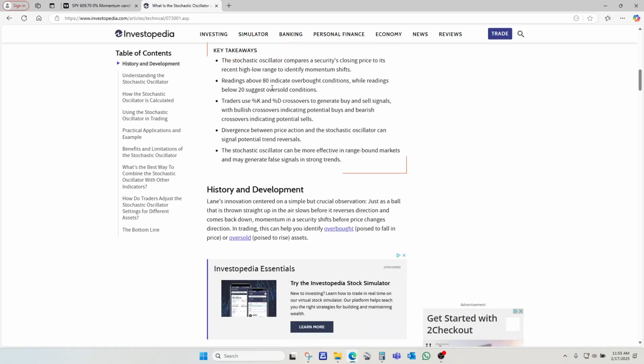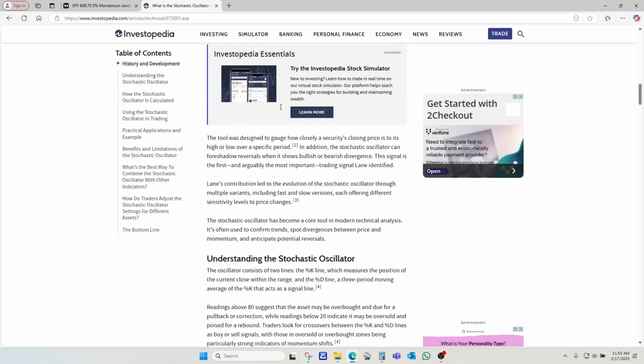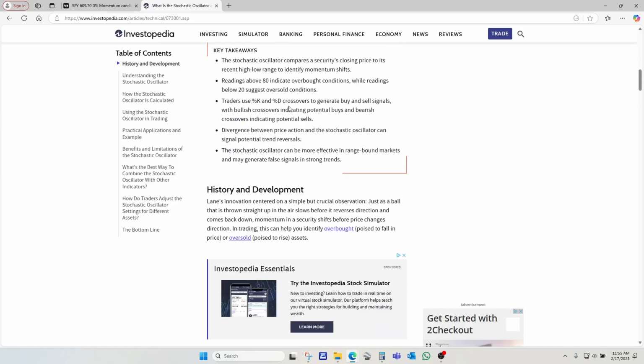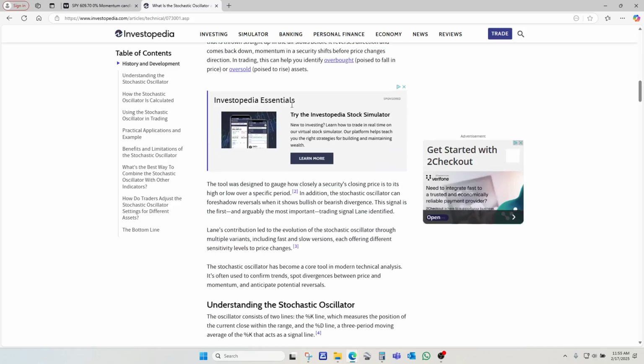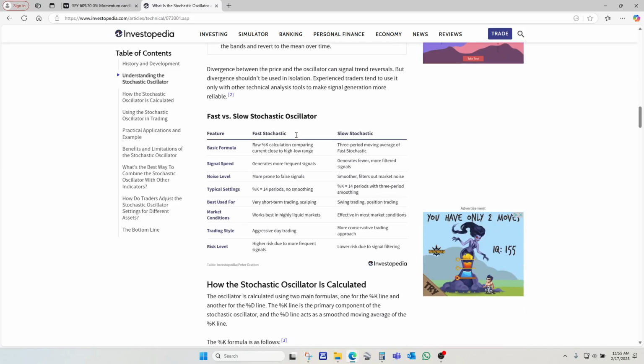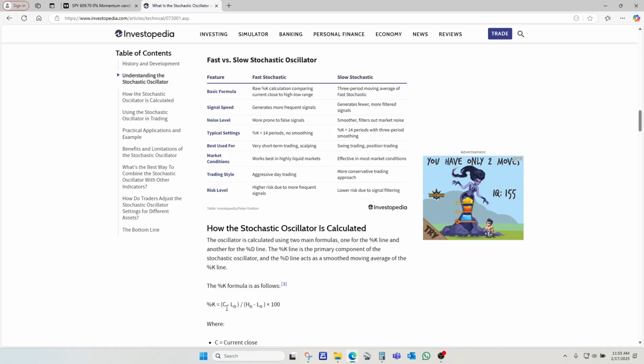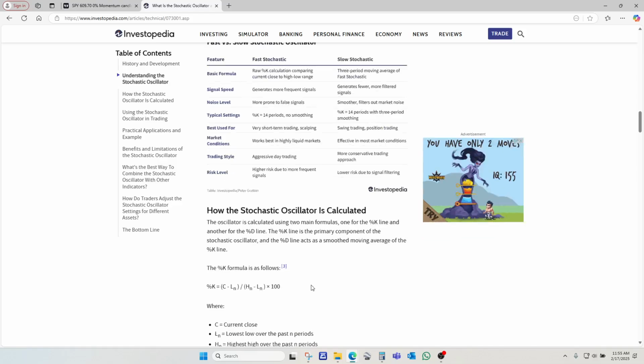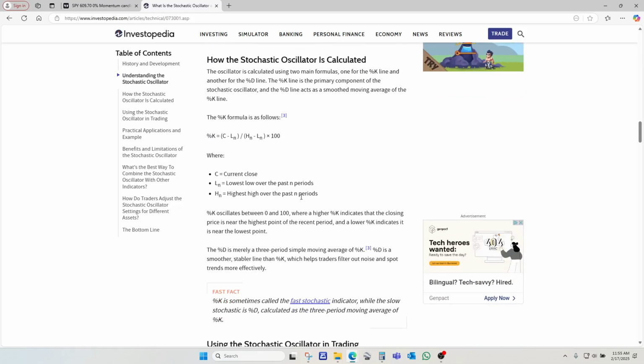It gives us readings above 80 and under 20, so it will go from 0 to 100. And it has two lines, the K and the D line. We will talk about them. And we have a formula here: the close minus the lowest low, divided by the high minus the lowest low, times 100. So I will show you how this looks.